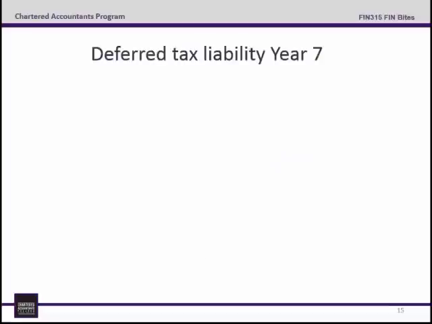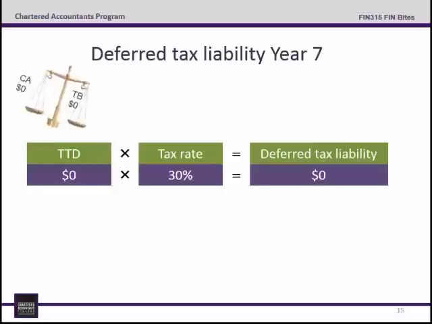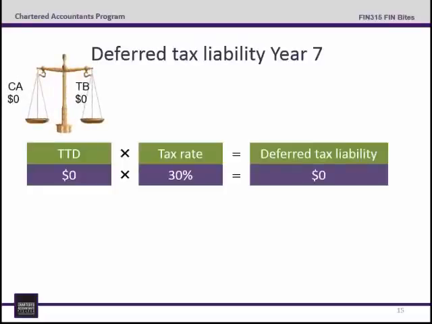What about my deferred tax liability at the end of year 7? Well, I'm now in equilibrium. My carrying amount and my tax base are both 0 because the asset is fully depreciated for accounting and all tax deductions have been claimed, so got 0 tax base as well. So the deferred tax liability is 0. The temporary difference is all gone by the end of year 7. Remember what that bell curve looked like.